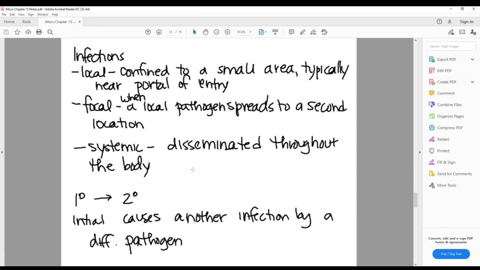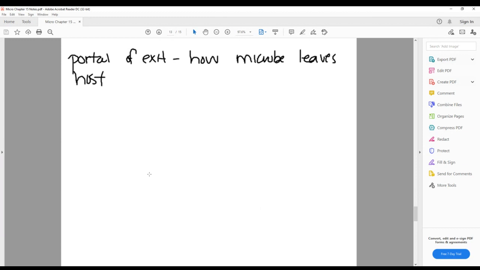And then we can have a primary to secondary infection. This occurs when the initial pathogen causes damage to the host, which then leads to an infection by a different pathogen. So this is something like I talked about the other day with C. diff being an opportunistic pathogen. A person gets sick, they have a primary infection, they get put on antibiotics. The antibiotics kill off their normal flora, and now C. diff can take over.